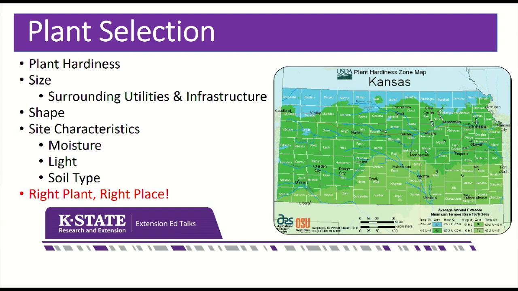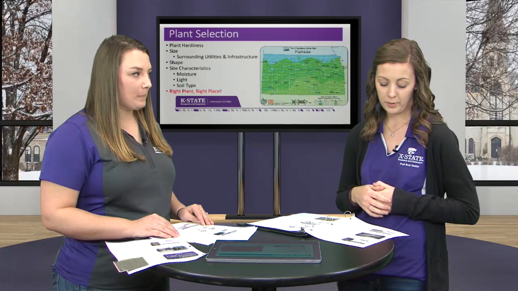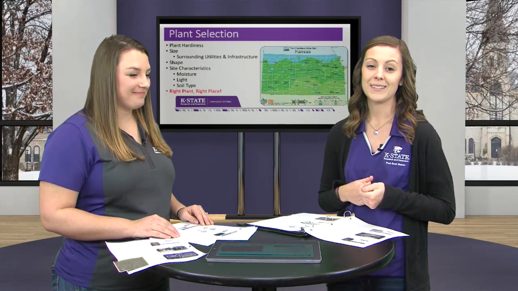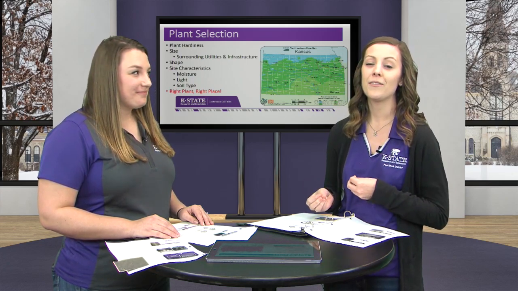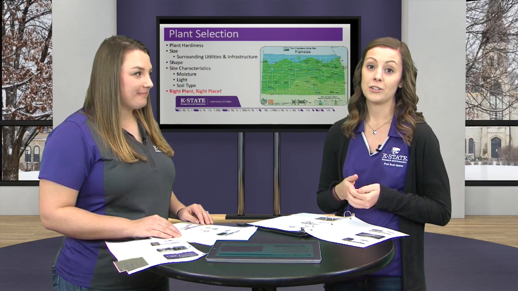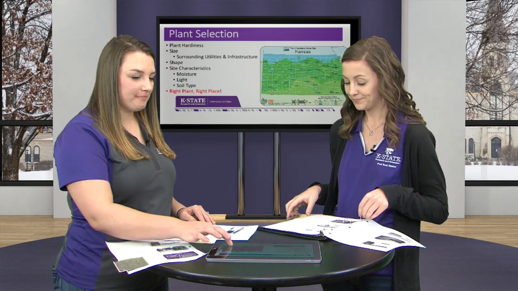You also want to think about the size of the tree. If it's going to be close to your house or any other utilities, think about the final size it will be, the shape, and some other characteristics of the site, such as the moisture it receives, the light, even the soil type of your home or the landscape you're planting a tree in. We horticulturists like to say the right plant for the right place. So even if the plant is the prettiest plant you find and you love it so much, it might not be the right plant for your location. So make sure that you're thinking about that before you buy a plant.